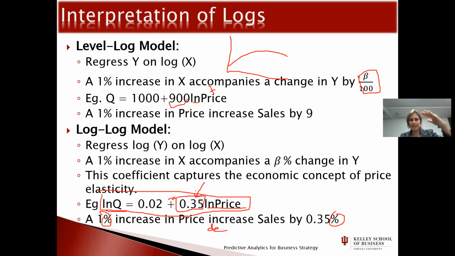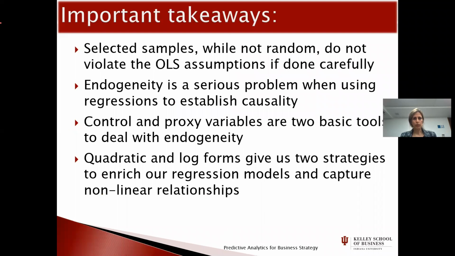Okay, so for this last part, remember the interpretation changes when you are logarithmizing on the left and on the right. And you're still not violating linearity whatsoever. You still have a linear regression model for sure. Okay? And that's concluding this chapter that talks about so many things.